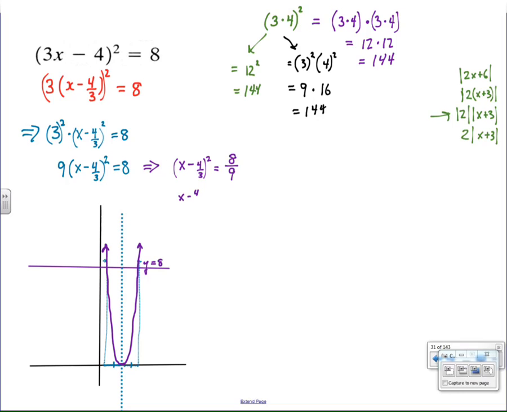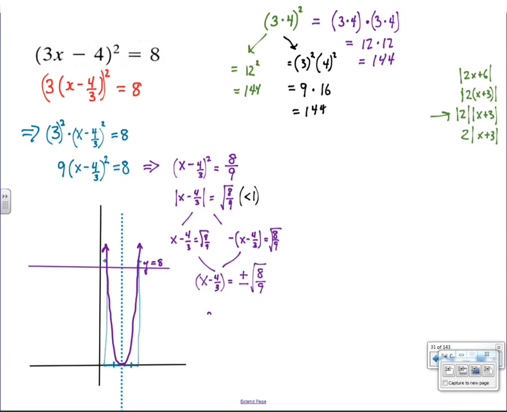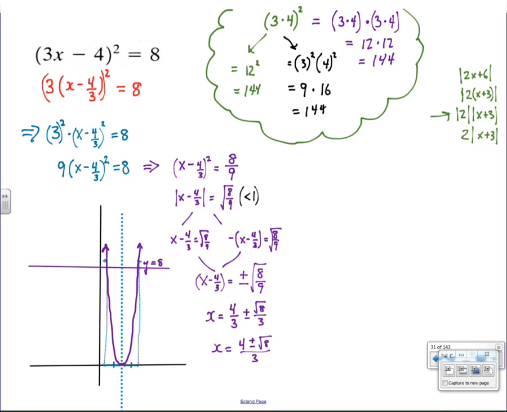Now for the algebra, take the square root of both sides, include the absolute value, break up into 2 separate equations, regroup with a plus or a minus, and solve. And since I know that the square root of 8/9 is only about 1, it's actually a little smaller than 1, I can ascertain that my solutions are in fact correct, because we want to be just short of 1 before we get to 9 there.